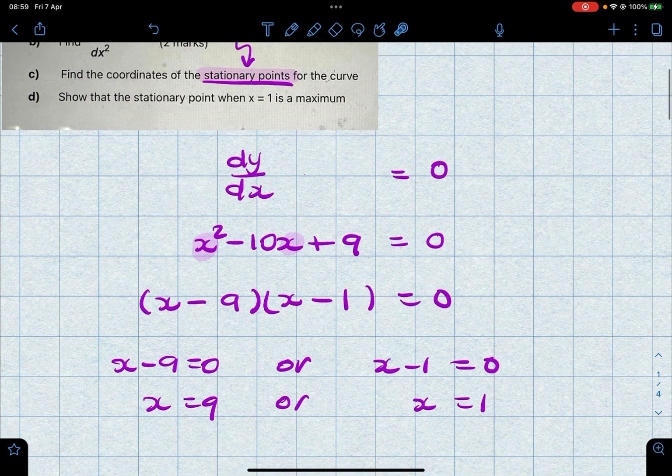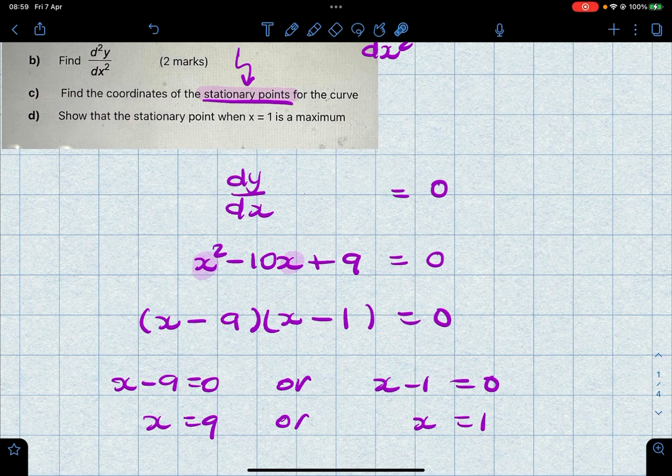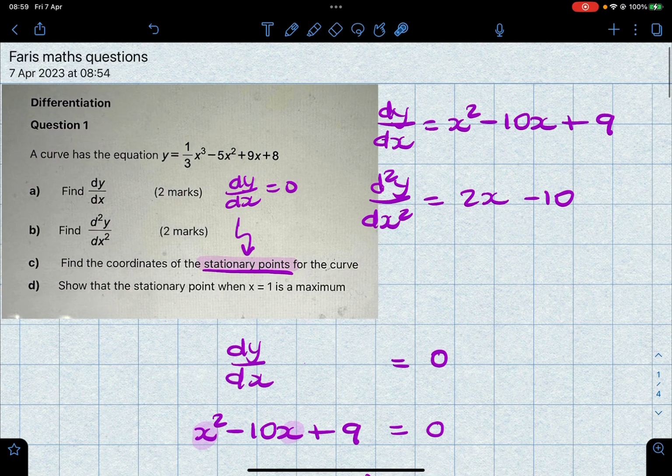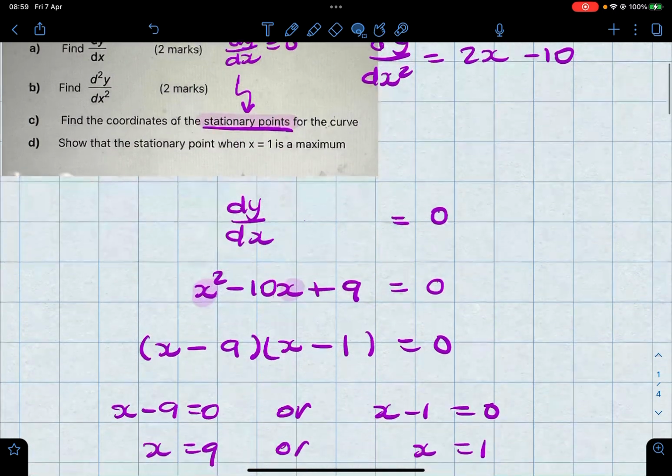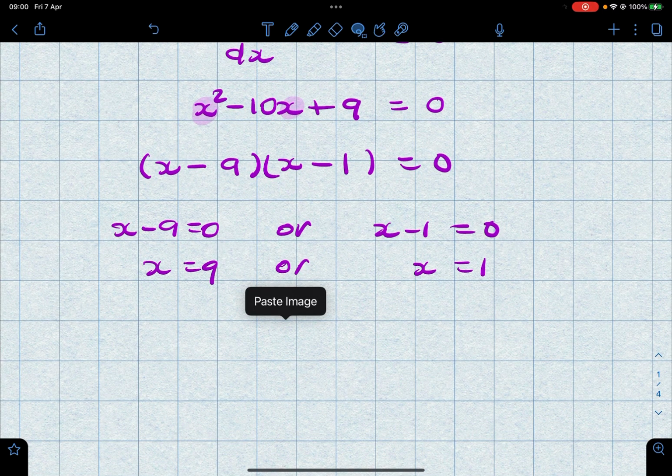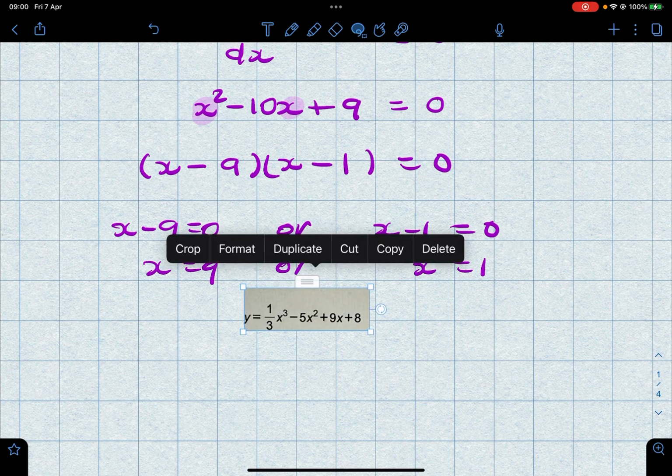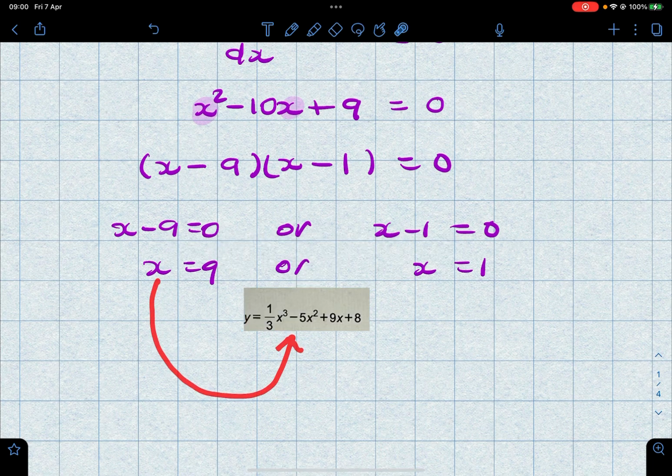Now, the question asked for the coordinates. So it's not enough to find x. You still need y. Now, the expression that links x and y is given here in the question. So you'd still need to substitute x into this expression to find the coordinates for y. So for x equals 9, y would be the result of putting 9 into that expression.